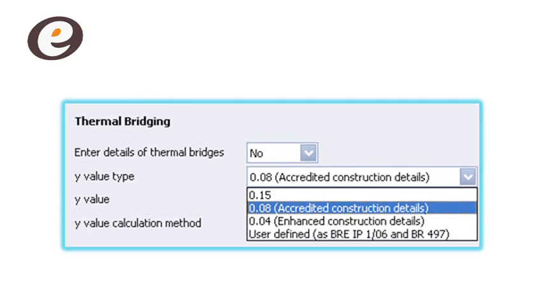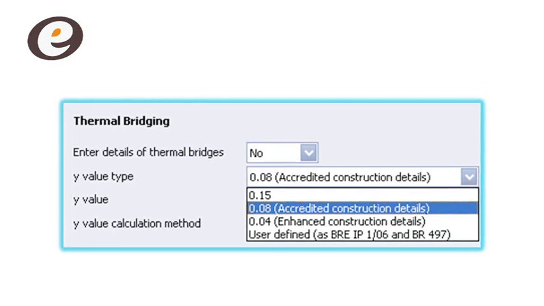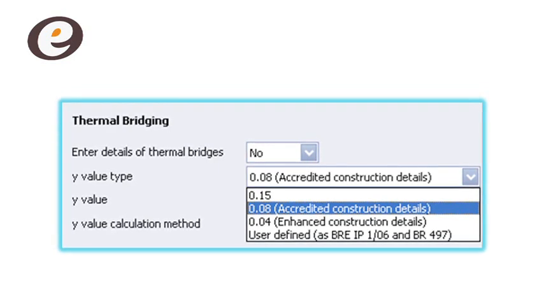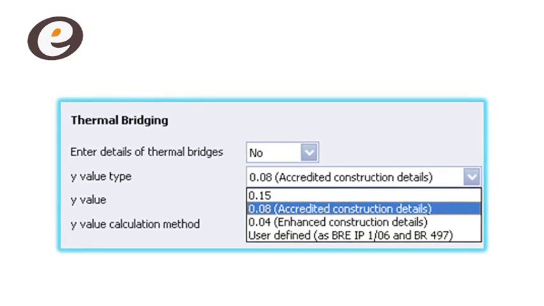The next option that we could enter was a figure of 0.08, and this figure we could use if you told us you were building in accordance with what's called accredited construction details. We then had another option, which was a figure of 0.04, obviously much lower, and that was what we could input if you were building in line with enhanced construction details. And then finally we could enter in a bespoke figure that could be calculated by a qualified professional that would suit the heat loss of that particular building. The difference between the best and worst of these figures can be up to 15% on a SAP, so clearly it's a really big impact.